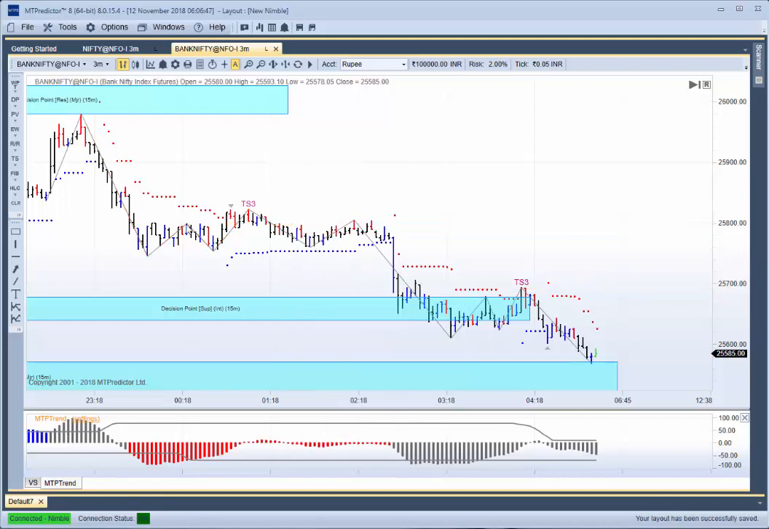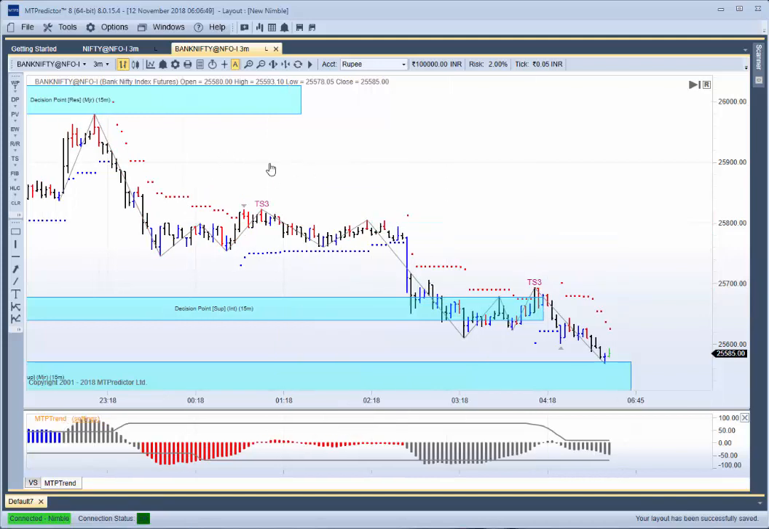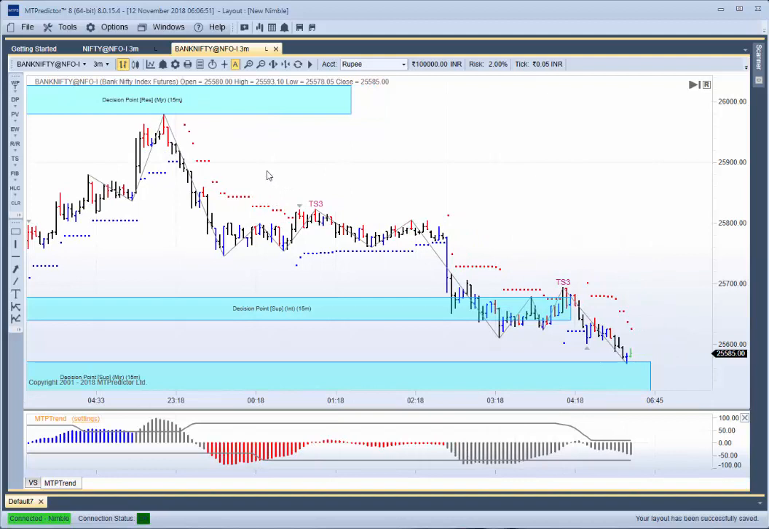So hopefully that's been a good example of looking at today on the BankNifty and showing how to use our higher time frame DP support and resistance zones, and how then to pick the trades that are falling in the direction of those larger degree trends. So a good day for MTPredictor unfolding there on the BankNifty today.